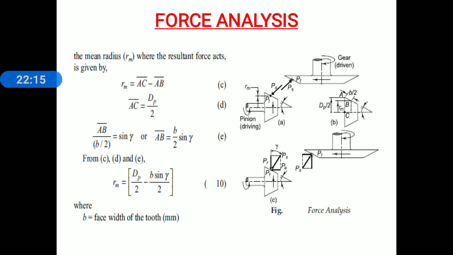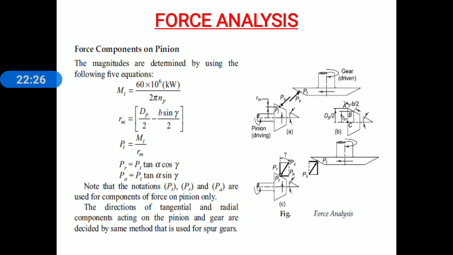Now remember this relation to get the value of the mean radius: Rm for the pinion is dp by 2 minus b sine gamma by 2. Now, when we do the force analysis, what is our aim? We find the components of the resultant tooth force as well as the direction of those components. The magnitude is found by using these five relations. First we find the torque, then the mean radius. After getting the mean radius, we find the tangential component, and after that we get the other two components, radial and axial.